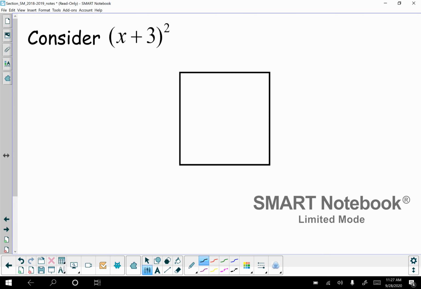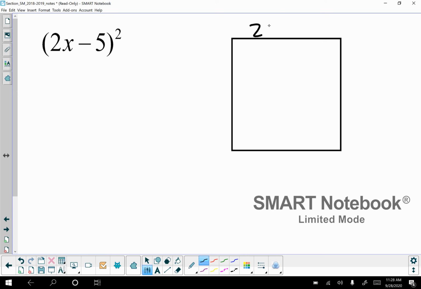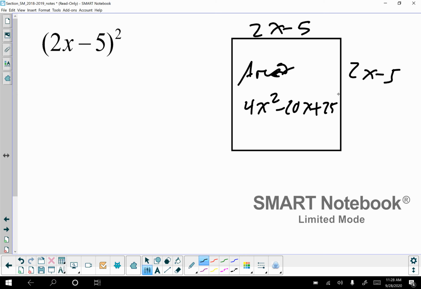So consider this. If that was x plus 3 as a length and x plus 3 as a width, then the area would be x squared plus 6x plus 9. So they're perfect squares. Same thing here, 2x minus 5 is length and width, and then the area would be 4x squared minus 20x plus 25. So that's a complete square because you have the exact same two binomials.